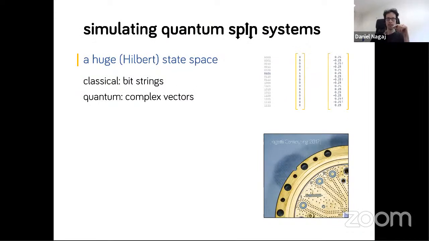When you want to simulate a quantum spin system, we are dealing with a huge state space. Classically, the state of a system is described by a bit string, while quantumly, it's described by a complex vector that has an amplitude for each of the possible bit strings that correspond to basis states. Even describing a system, you need 2 to the n amplitudes that are complex numbers when you're dealing with a system made out of n qubits, n two-level systems. So the state space is huge.